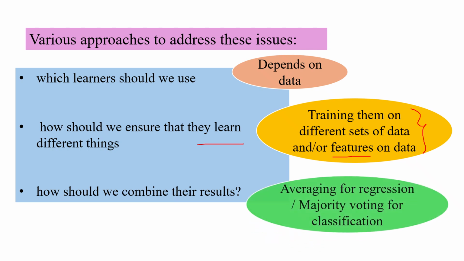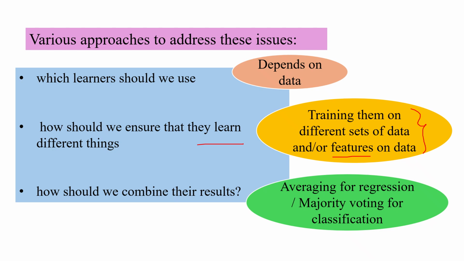And how to combine the results? We could do the averaging for regression, that is average of results, some kind of aggregation, and majority voting when we are having the classification task. So these are the approaches which we would be taking when we study about the different ensemble classifiers. So the data dependent decision of the learners to make them learn different things, we train them on different sets of data or features of data, and how to combine: averaging or majority voting.